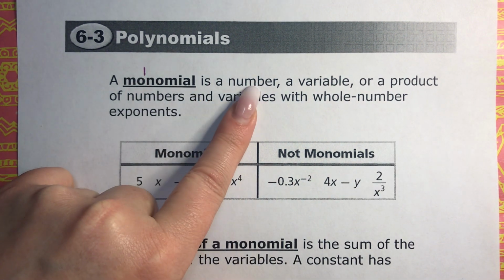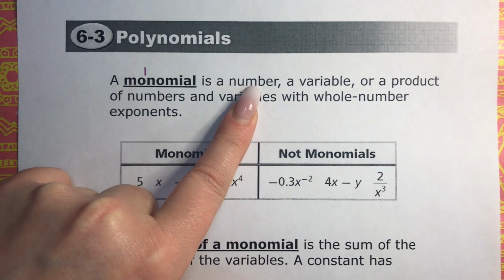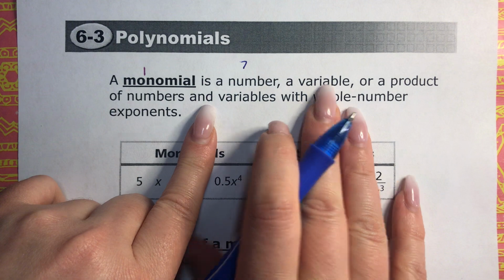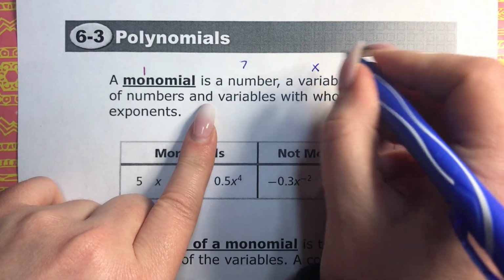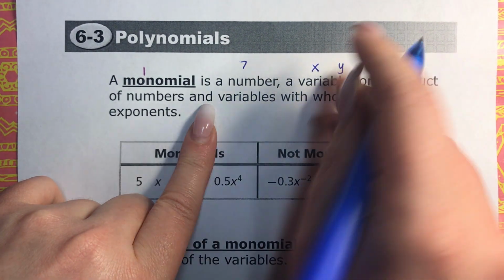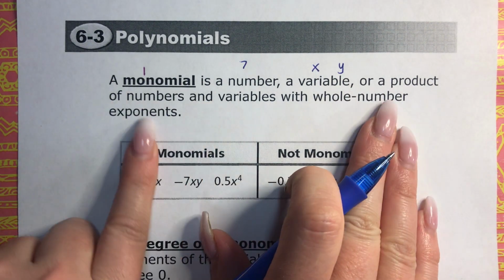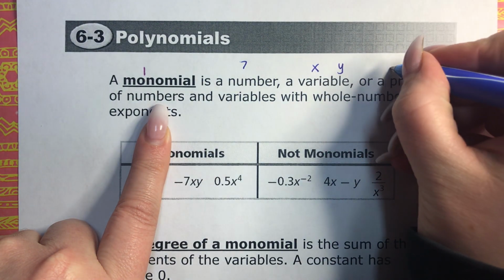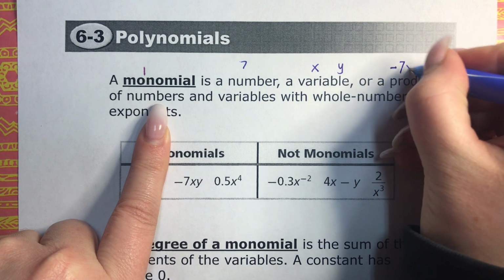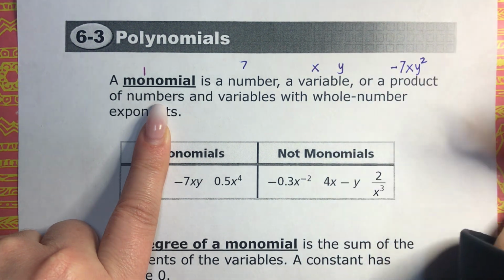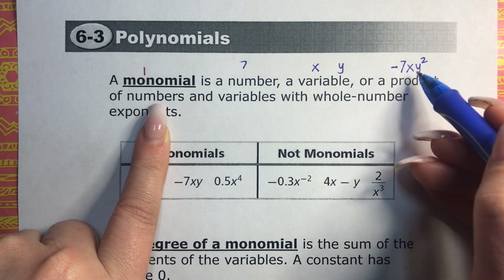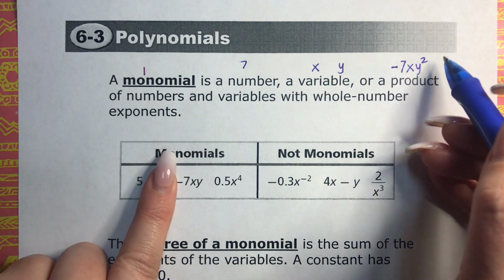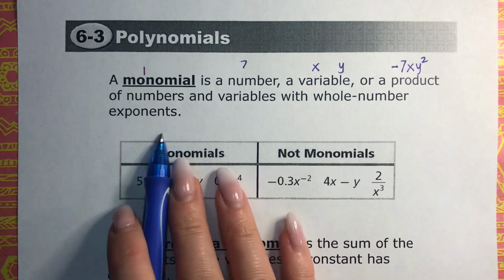So a monomial can just be a single number like 7. 7 is a monomial. It can be a variable like x or y, that would be a monomial. Or it can be a product of numbers and variables. So it could be something like negative 7xy squared. We have a number, negative 7. We have x, y squared. They're all multiplied by each other. This is a monomial with whole number exponents.